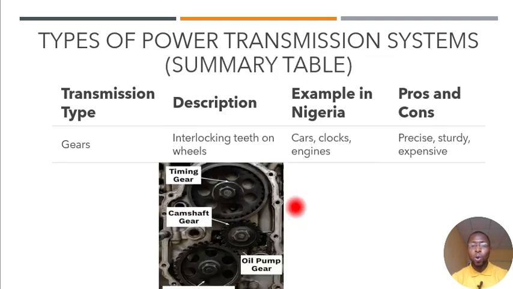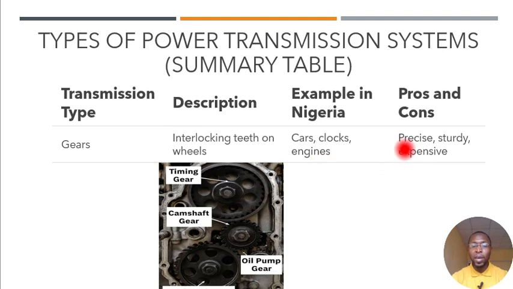Right, and the last one we want to look at today is gears. The gear, you see it, is also another transmission type. In this case, you see that the teeth of the gears interlock with one another. As one gear moves, as a result of the interlocking, it moves the second one, and the second one that interlocks with the third one also moves the third one. That is how the power is transmitted to the main point where it is needed. We can find these gears in cars, in clocks, and in engines.